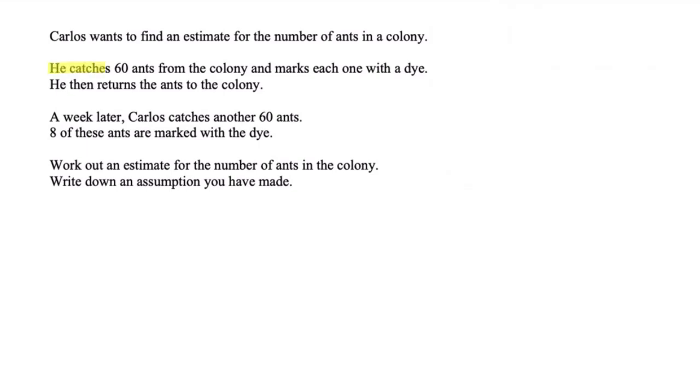He catches 60 ants from the colony. He marks each one with a dye. He then returns the ants to the colony. A week later, Carlos catches another 60 ants. Now 8 of these ants are marked with the dye that he initially put in. You need to work out an estimate for the number of ants in the colony, and you have to write down the assumptions that you have made.